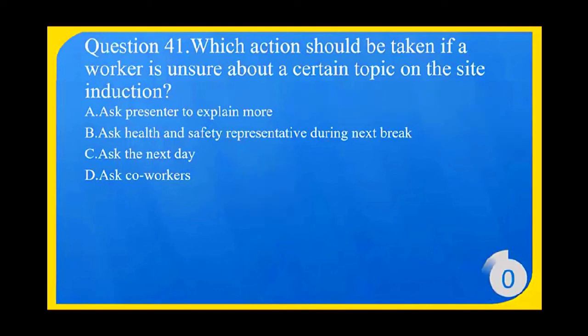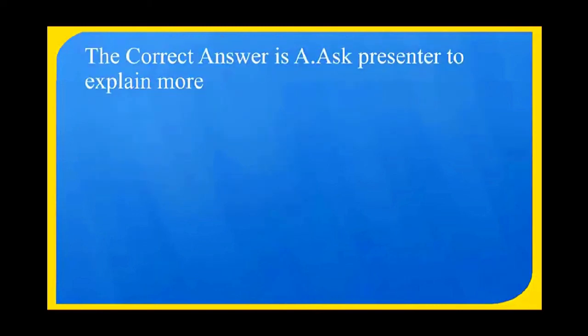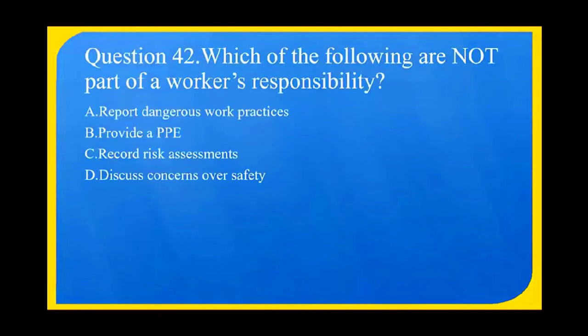The correct answer is A. Ask presenter to explain more. Question 42. Which of the following are not part of a worker's responsibility? A. Report dangerous work practices. B. Provide a PPE. C. Record risk assessments. D. Discuss concerns over safety.